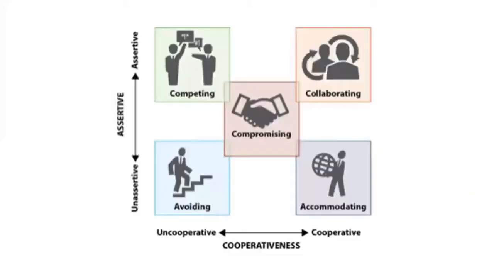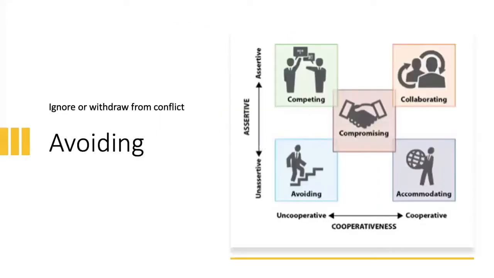So the 5 strategies that Kenneth Thomas and Ralph Kilman came up with are actually able to be plotted on this graph, and they range from being uncooperative to cooperative and unassertive to assertive. To start off with, let's talk about the avoiding strategy. This is when an individual ignores or withdraws themselves from the conflict. As you can see, they're low on the cooperative scale and low on the assertiveness scale.